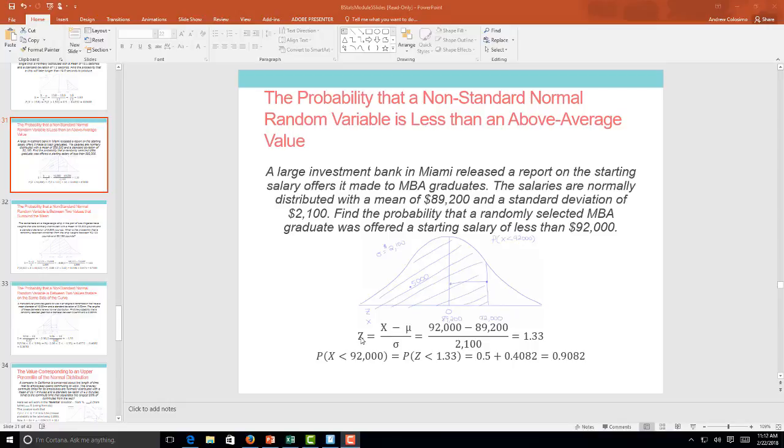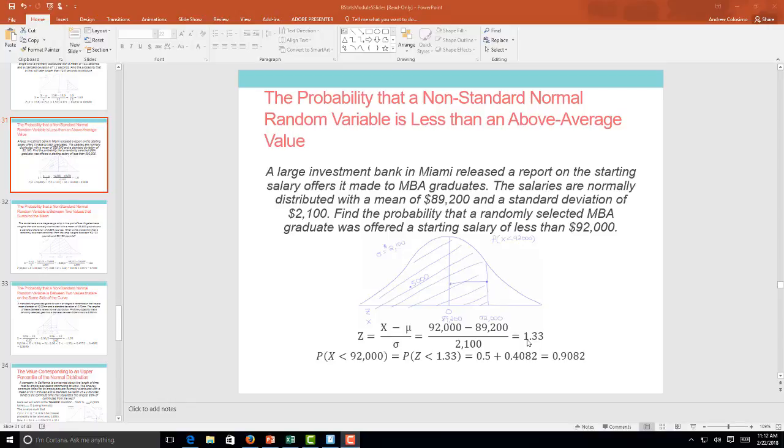So we go back to our standardizing formula to solve for a z-score. We're going to take our x value, in this case the $92,000, subtract the mean of $89,200 from it, and divide by the standard deviation. And we get a z-score of 1.33.